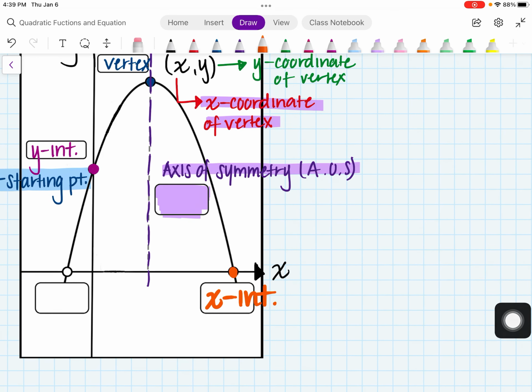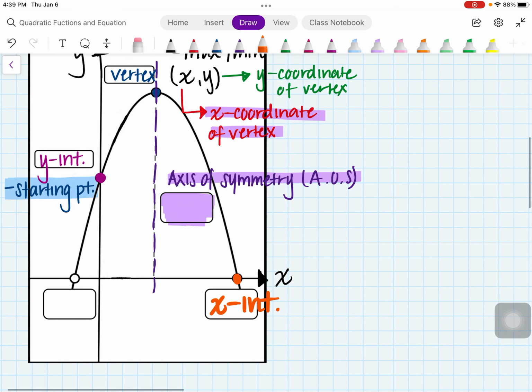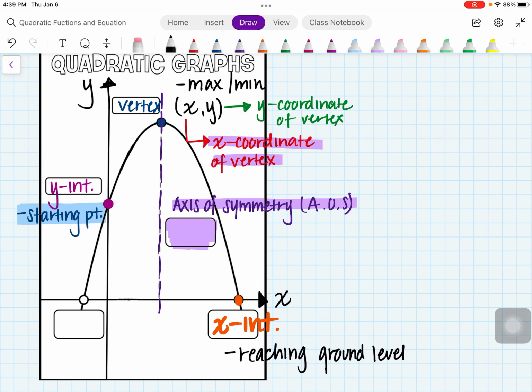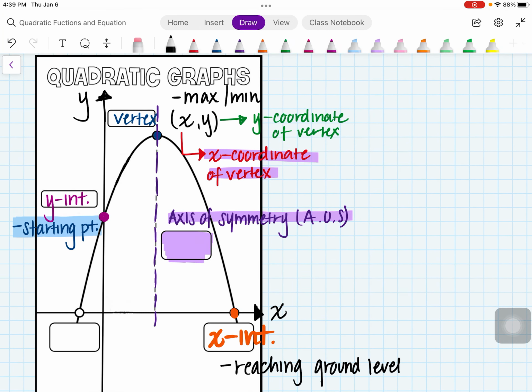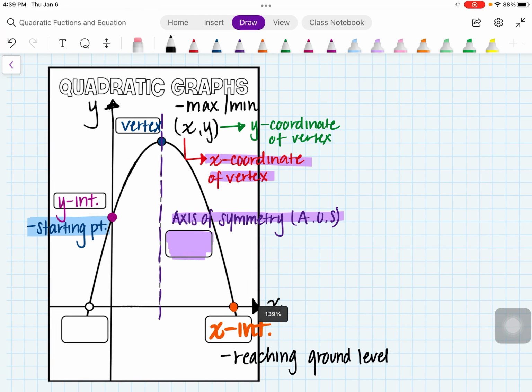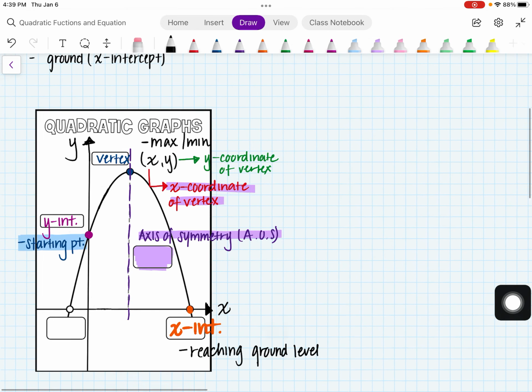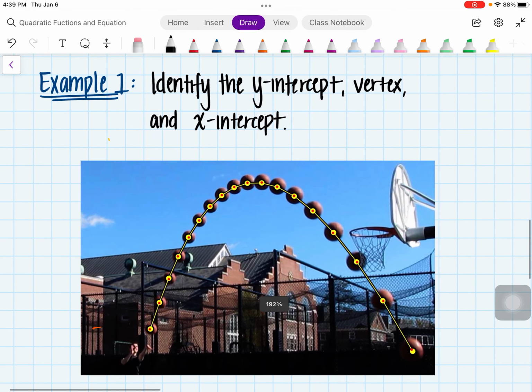So in this case, x-intercepts, and most of the time, in order for us to actually identify x-intercepts, it's going to be referencing something about reaching ground level. Yeah, just reaching the ground. More or less, that's how we can reference that. So, let's go ahead and move on then. So once again, y-intercept, vertex, or x-intercept. So, let's go ahead and get started with our first example.